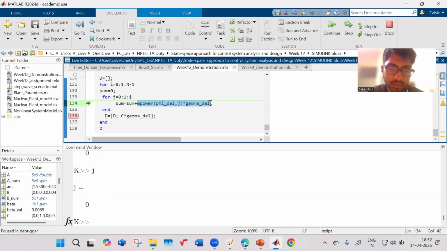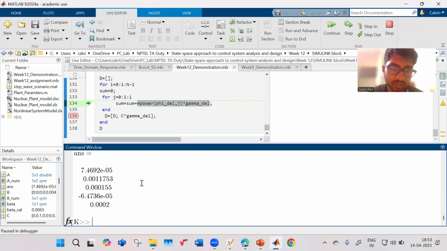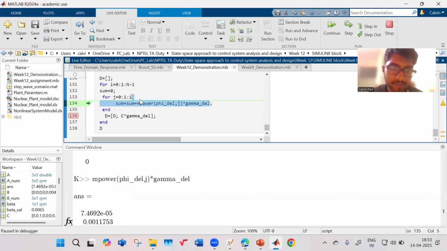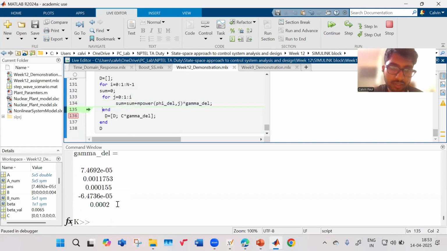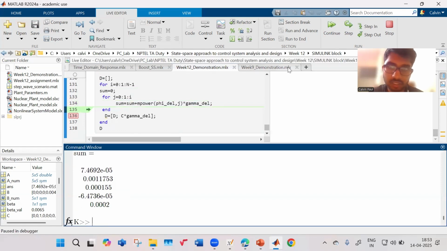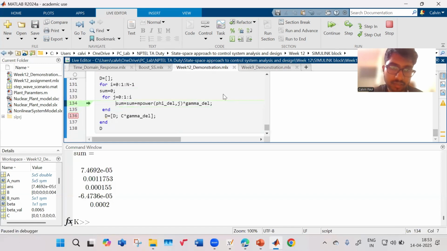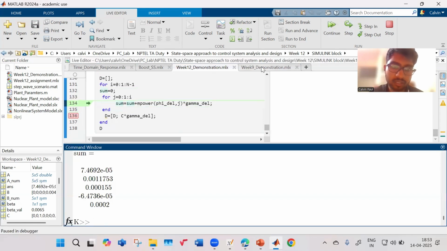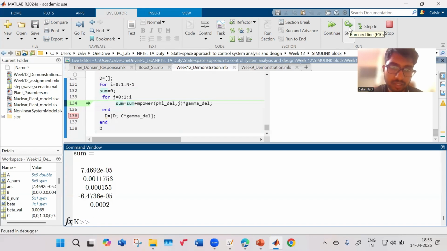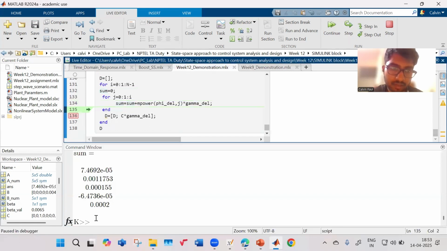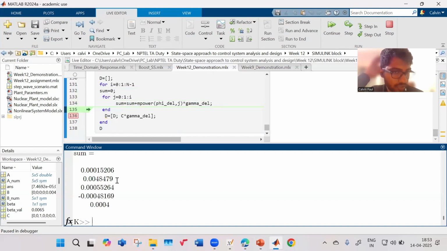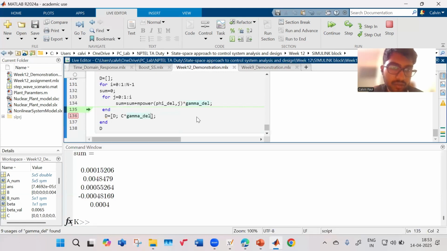Copy this. This actually is equal to gamma delta. This is gamma. Okay. Now, let me step over this. What is my sum now? Then let me again step over here. This is still my sum. Let me again iterate. So now what is the effective sum? This is my effective sum. Okay. Now D should be D into C into sum. That is the issue.